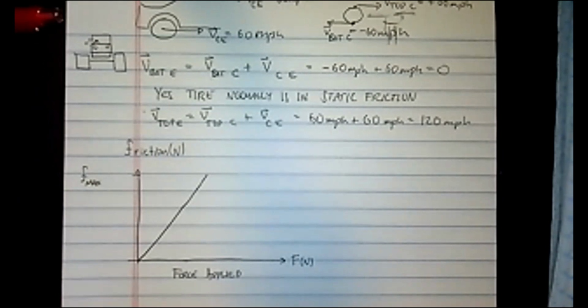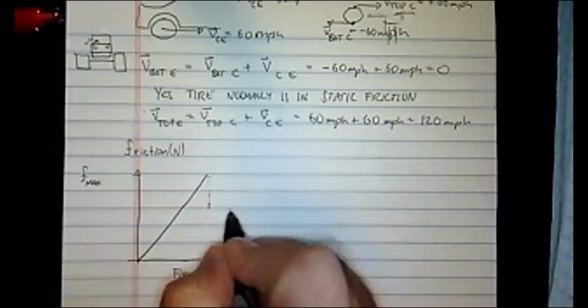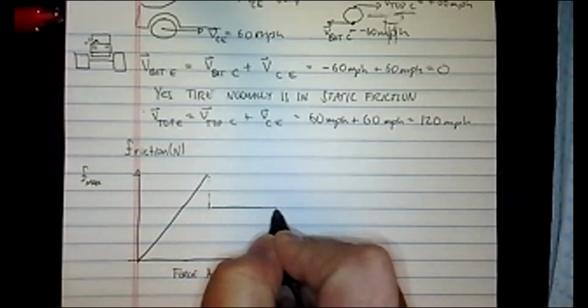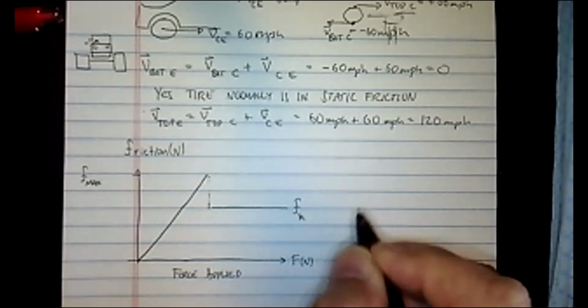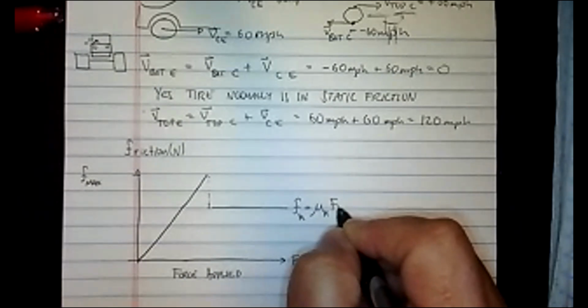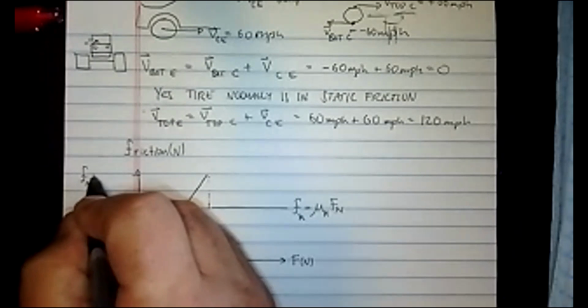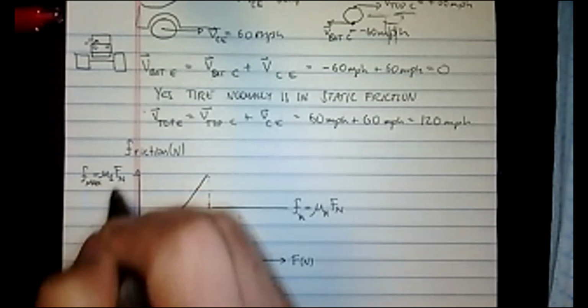And once you get to there, all of a sudden the force will drop to some other quantity. And this quantity turns out to be F kinetic. And F kinetic is mu kinetic times the normal force. And F max is mu static times the normal force.